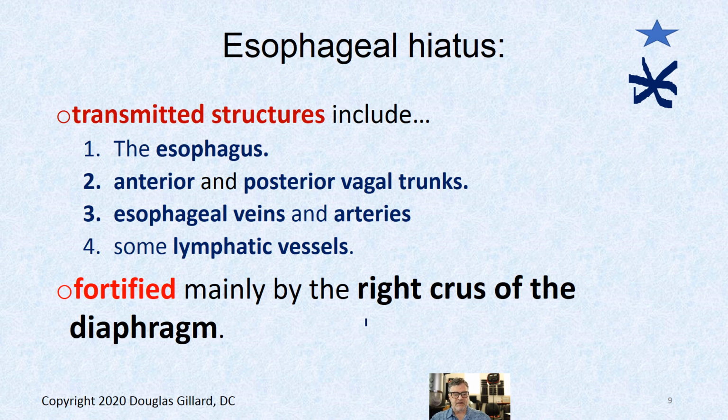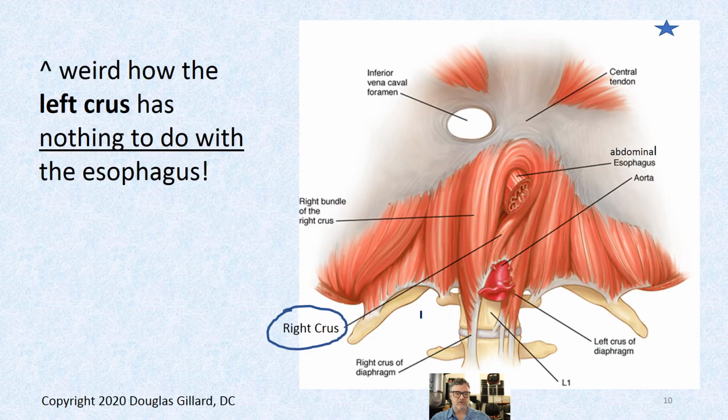It's fortified by the right crus of the diaphragm. So it's kind of lassoed. The right crus is kind of strange. It lassos the esophagus as it passes through there. So a better statement would be the right crus fortifies the lower esophageal sphincter, and so does the esophageal hiatus also fortify the lower esophageal sphincter.